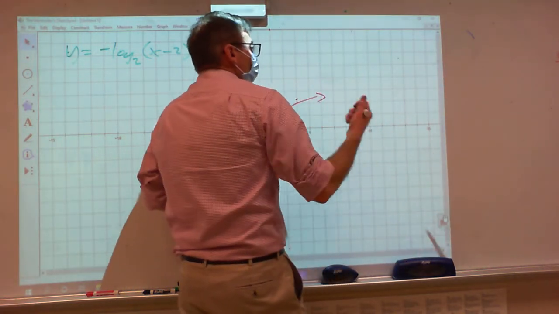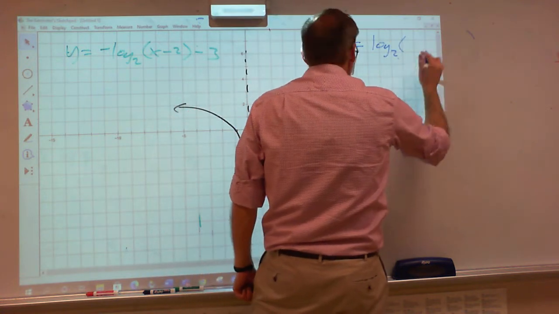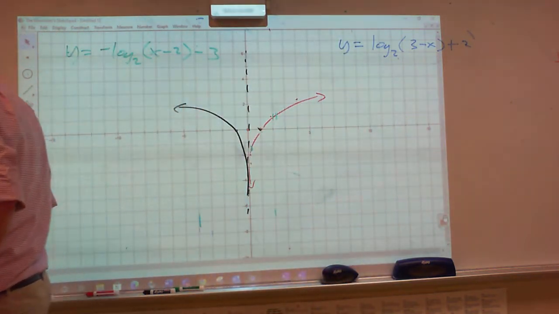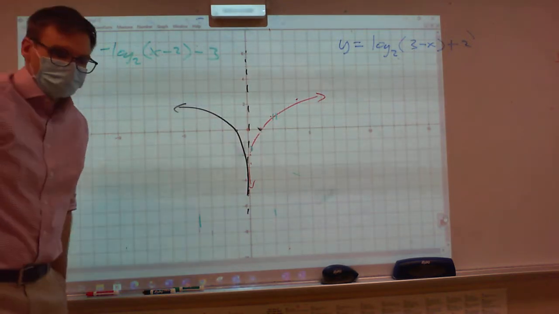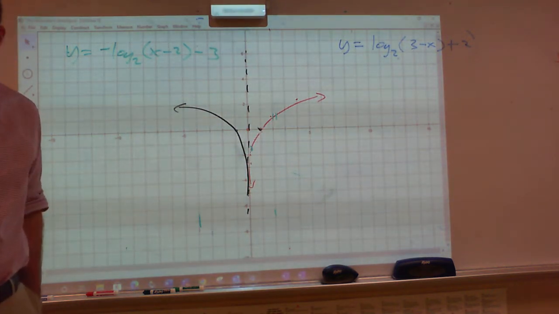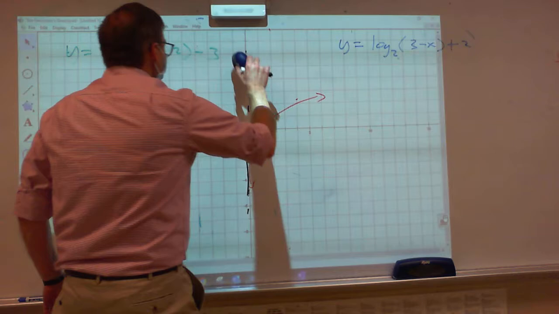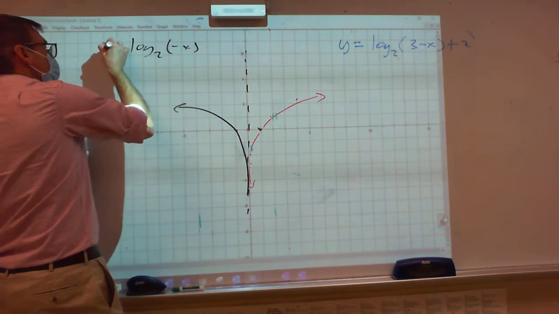I want you to graph. Let's do y is equal to log base 2 of 3 minus x, plus 2. That reflecting graph that we just did, that was for log base 2 of negative x, right? Yes, yeah, this was, oh, I should have left that up there. This was for log base 2 of negative x.